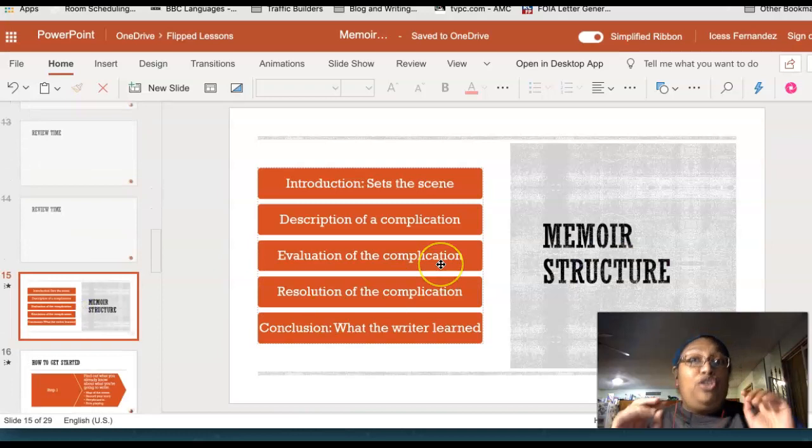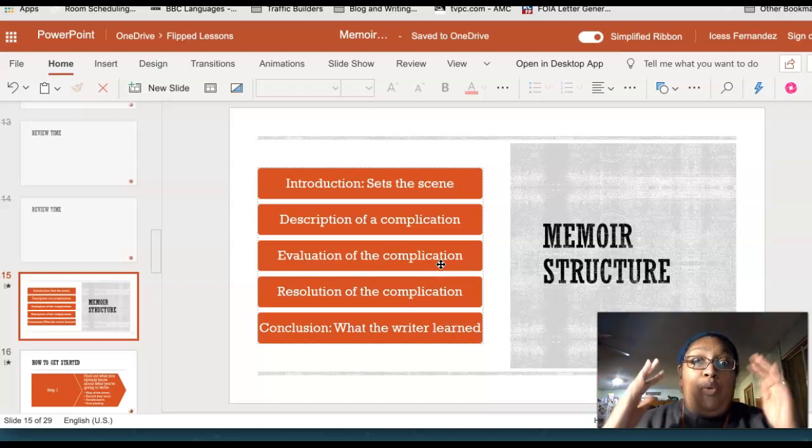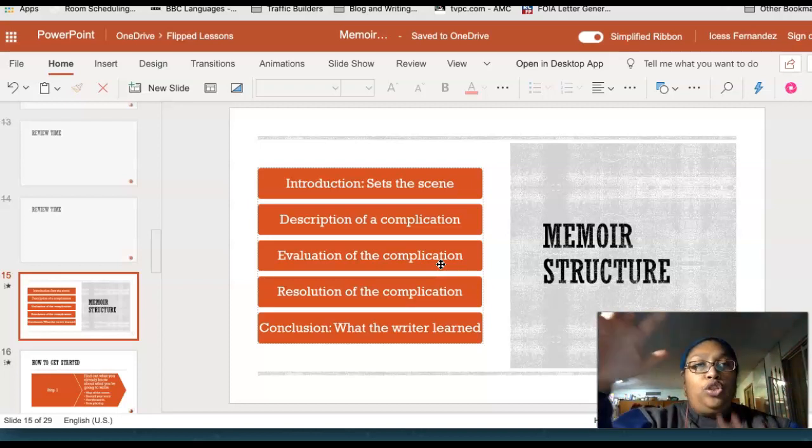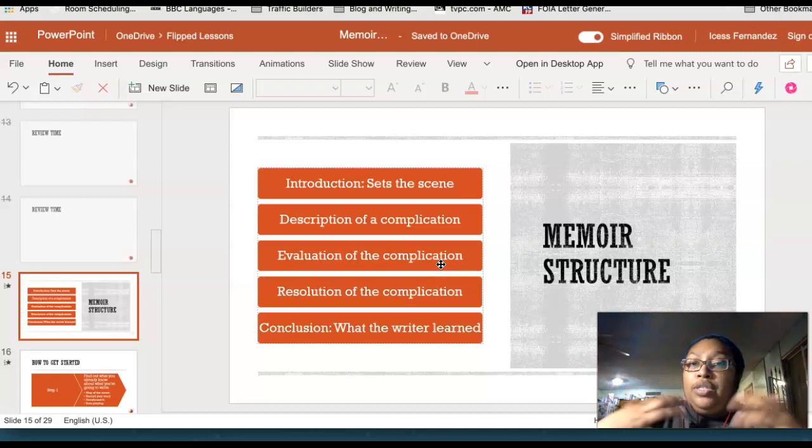So let's talk about structure and what a memoir structure actually is. This is something that if I were you, I would pause and actually take notes here because this is how you want to structure your essay. You know that it has an introduction, which means you set a scene. And we just finished talking about that.